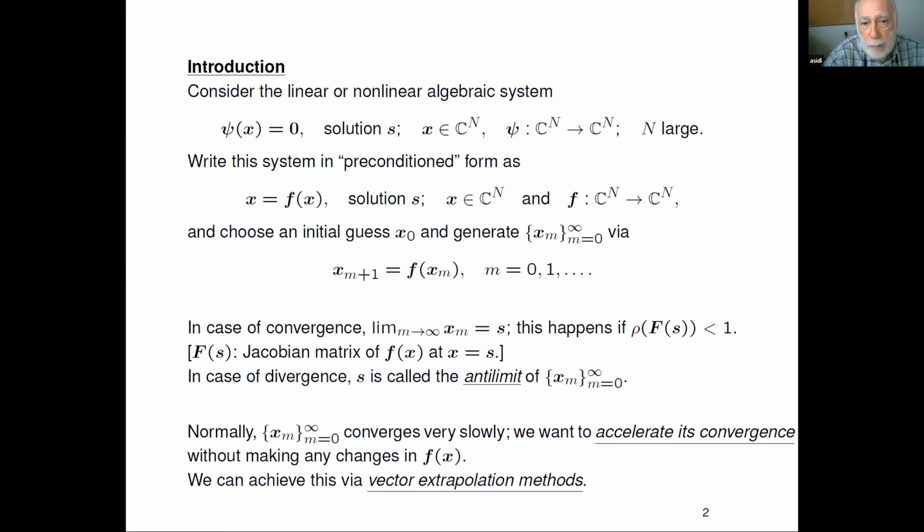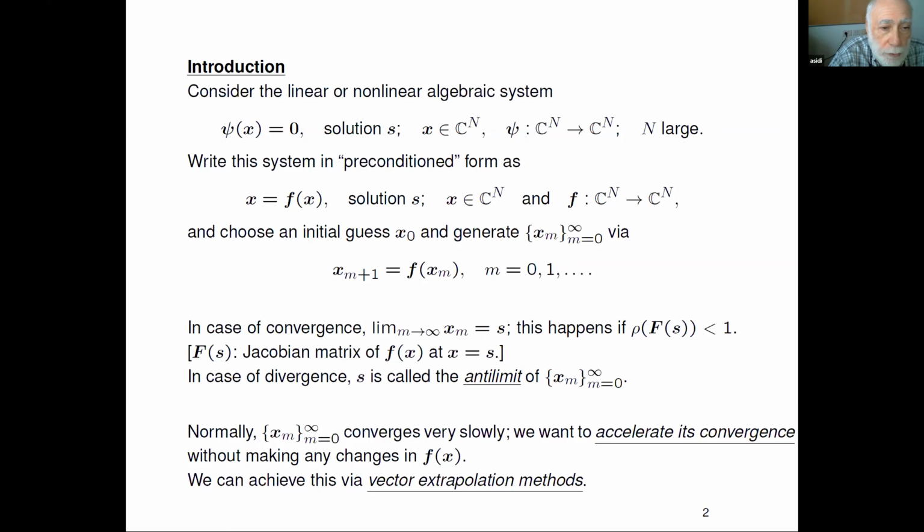Anyway, so here, the problem that will be interesting to you is as follows. We have a system of linear or nonlinear algebraic equations. The dimension of the space we're working in is capital N, and capital N for these applications is a very large number. When I say large, I mean it can go up to millions, tens of millions, even to billions, for example, as in the case of the PageRank of the Google Web Matrix.